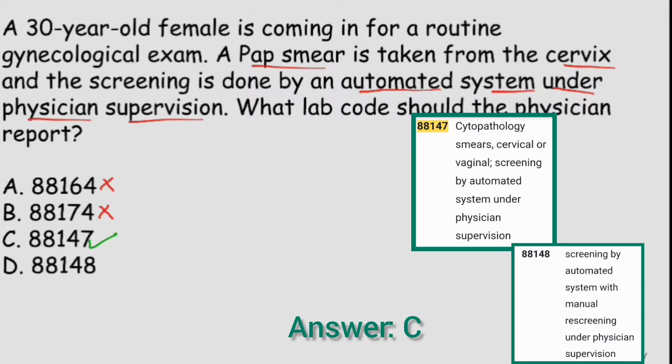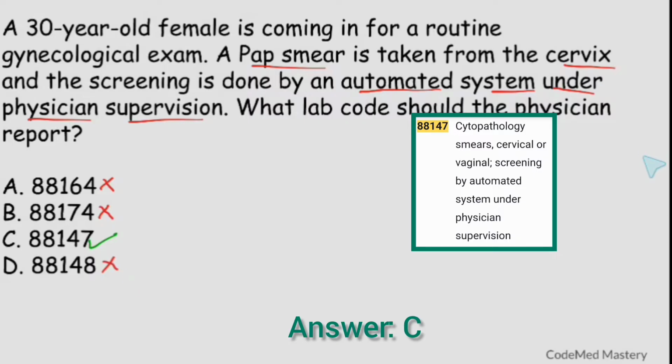Eliminate option D, because that is for screening by automated system with manual rescreening. In this scenario, they have not mentioned manual rescreening. So eliminate option D. Let us solve the next question.